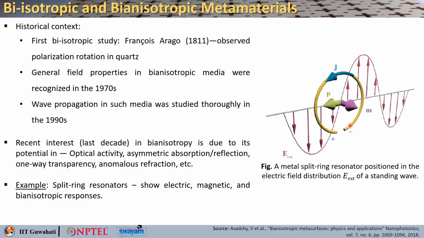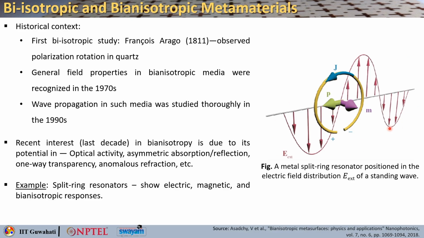You can see this is the split ring. Here, in addition to the electric and magnetic polarization, this is the incident external electric field, this is the way it is polarized. So you get a polarization like this, there is a polarization current. So there is a current density that gives you a magnetic dipole moment in this direction. This is how a metal split ring resonator is positioned in an external electric field distribution.